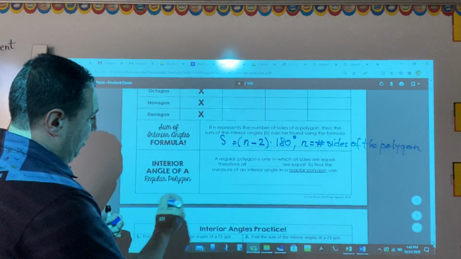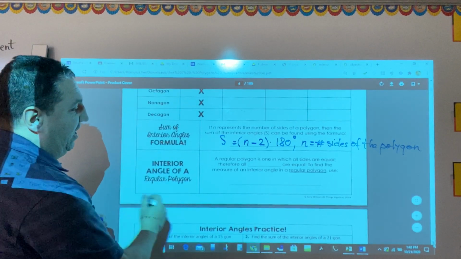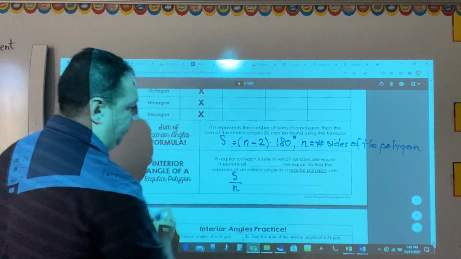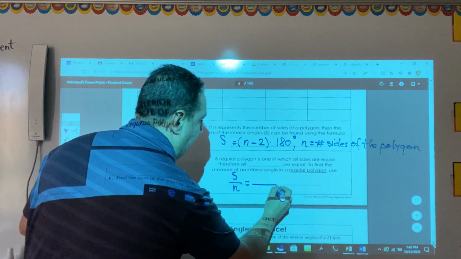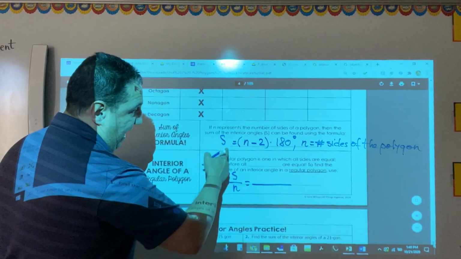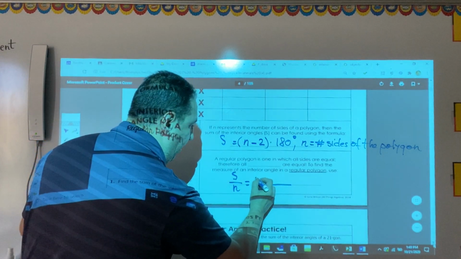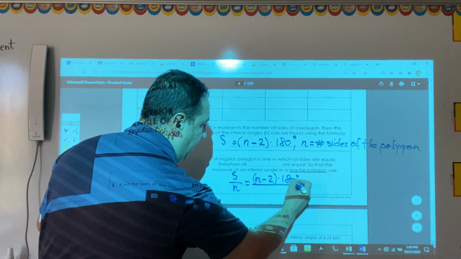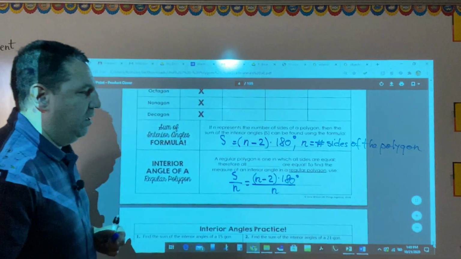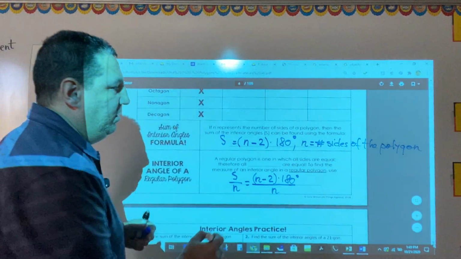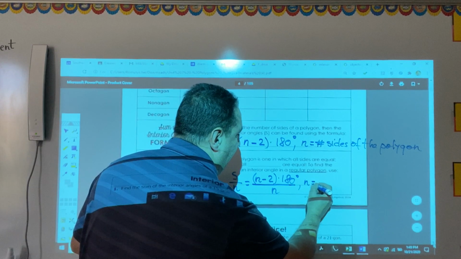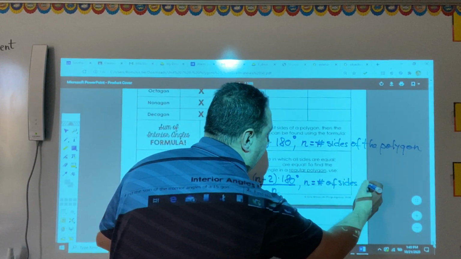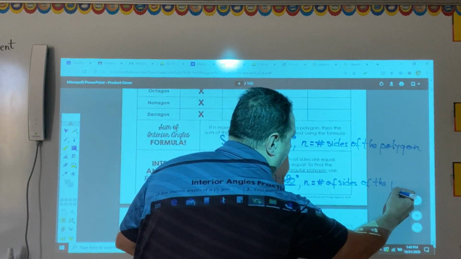So the measure of only one interior angle would be given by the formula S over n, which is, if we replace S with the given formula, n minus 2 times 180 over n, where n has the same meaning. n is the number of sides of the polygon.